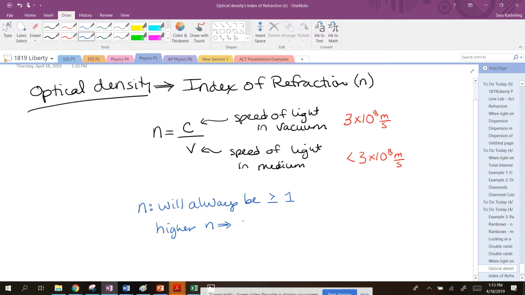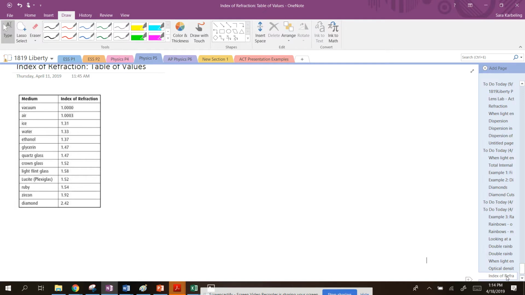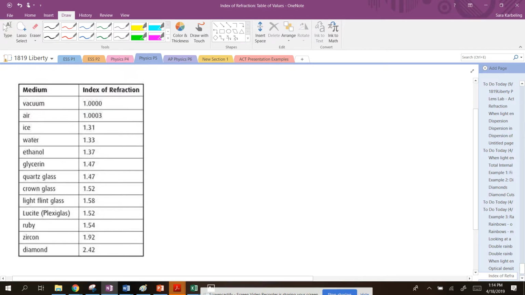The higher the N, the slower light moves in that medium. Okay? So you can figure out the index of refraction of any translucent material, things that light can actually travel through, experimentally. You can measure it. And in fact, we're going to do that in our lab next week. But I'm not going to expect that you memorize indices of refraction. I don't feel like that's a fair task or even a valuable task for your experience.